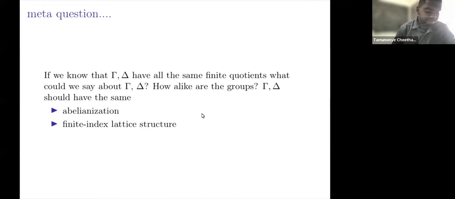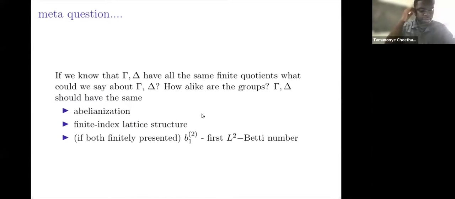We can say a bit more sometimes. If the two groups are finitely presented, using Lück approximation, the groups are going to have the same first L2 Betti number. And so we can see an L2 invariant just by knowing that the two groups, with this extra condition of being finitely presented, have the same finite quotients.